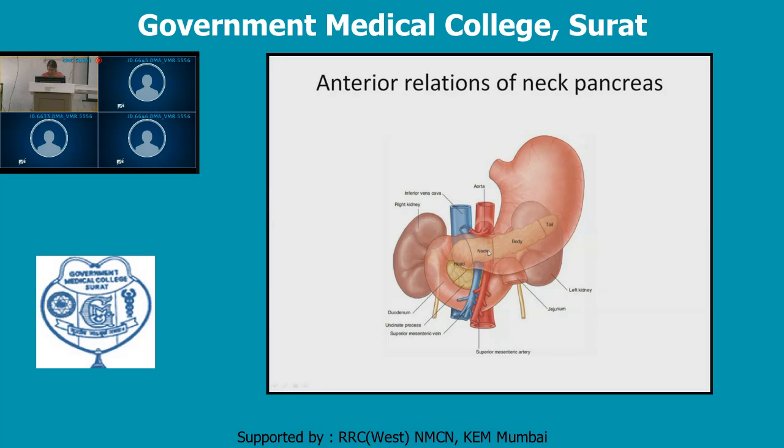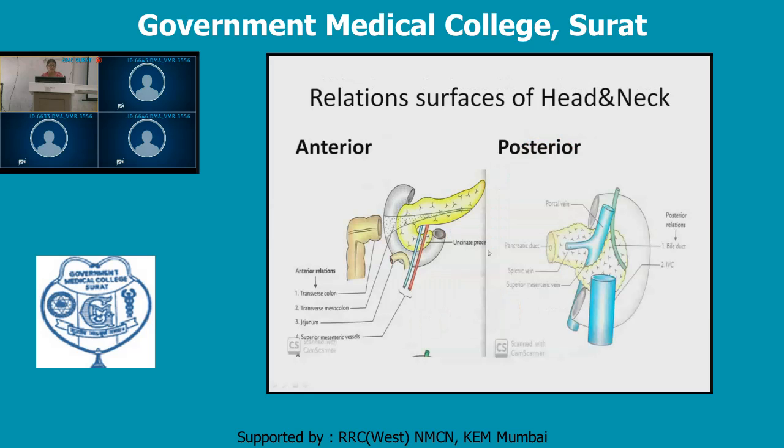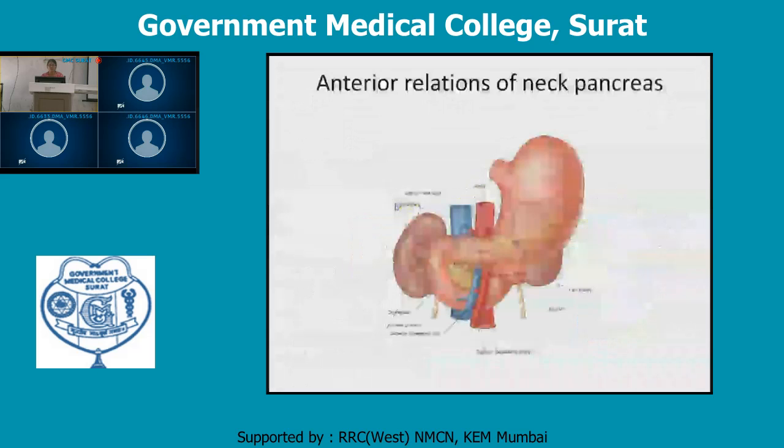And in the head you saw other relations: the transverse colon, and this is the jejunum. So the jejunum is one tube, this is the second tube, the transverse colon, and here is the third tube, overlapped by the first part of the duodenum. So three tubes are related to the anterior surface of the head, and posteriorly the inferior vena cava and bile duct. So these are the relations of the head and neck.